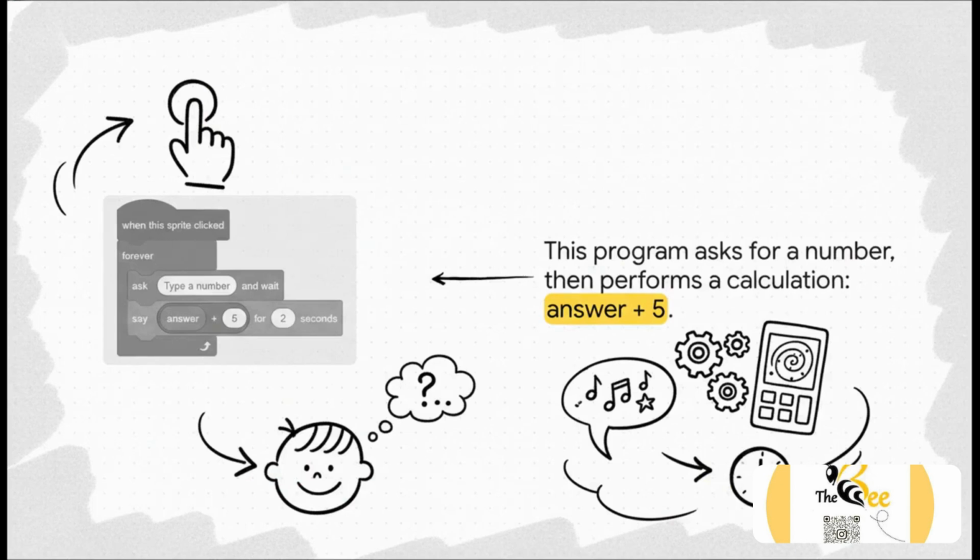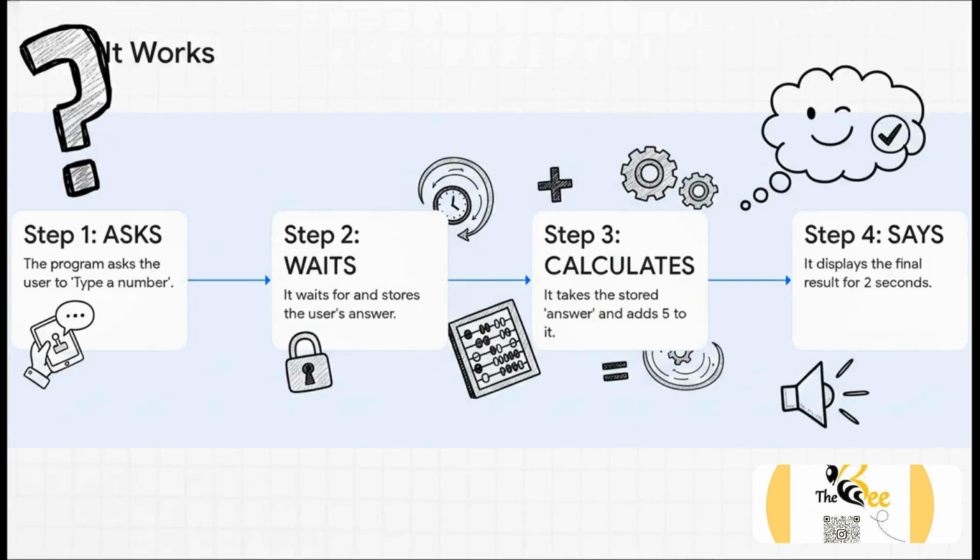Okay, so it starts when you click the character, then it asks you to type a number and it waits. Finally, it looks like it does some math with whatever you typed in and says the result. Let's look a little closer at that. Yeah, breaking it down really helps. Step 1, it asks you for a number. Step 2, it waits and stores whatever you type in a little temporary memory box called answer. Step 3, it calculates. It takes that number from the box and adds 5 to it. And finally, step 4, it says the new number.